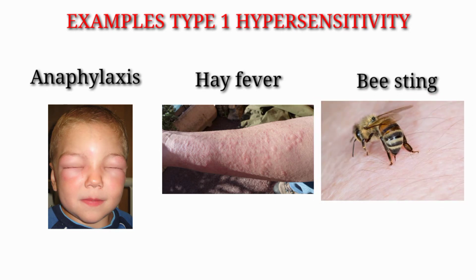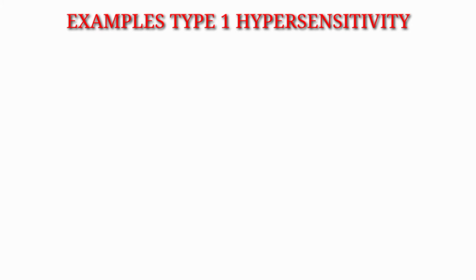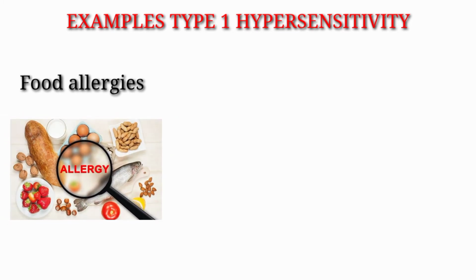Another example is bee sting. Bee sting venom contains proteins that affect skin cells and the immune system, causing pain and swelling around the sting area. In people with a bee sting allergy, bee venom can trigger a more serious immune system reaction. Next example is food allergies. It is when the body's immune system reacts unusually to specific foods. Some common symptoms include an itchy sensation inside the mouth, throat, or ears.